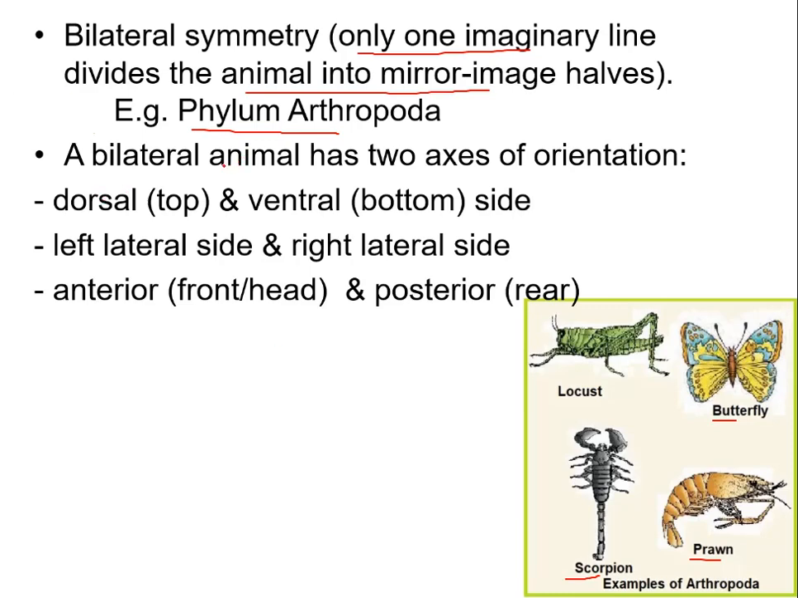So a bilateral animal has two axes of orientation. Top, which is the dorsal side, like this at the back side of the scorpion, we call dorsal. Ventral, which is the bottom side. Lateral is the left lateral and also right lateral, sisi sebelah kanan dan sisi sebelah kiri. And also the anterior part, the head region or the front region, and the posterior region, the rear region.